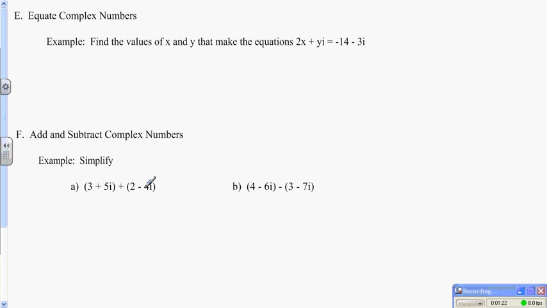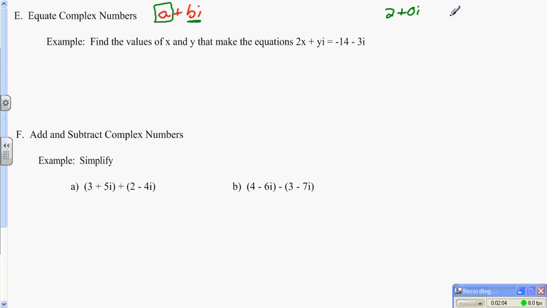Now, letter E is unique to the book. It's not a very difficult question, but it does take some explaining to make sure you know exactly what they're asking you to do. A complex number is a number that has a real part and an imaginary part. The real part has no i, and the imaginary part does. Any number can be written as a complex number. For example, the number 2 is a complex number where 2 is the real part and there is no imaginary part. So you could write it that way to put it in standard complex form.